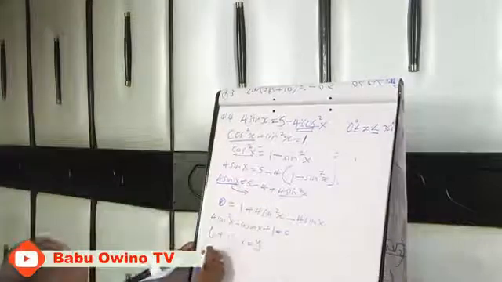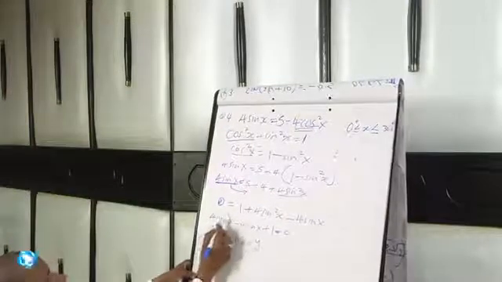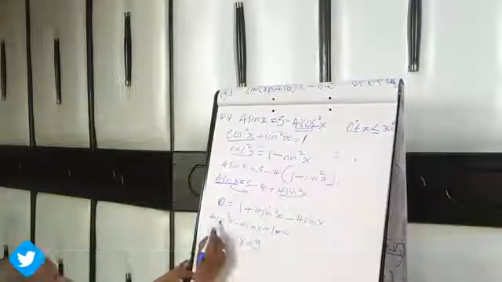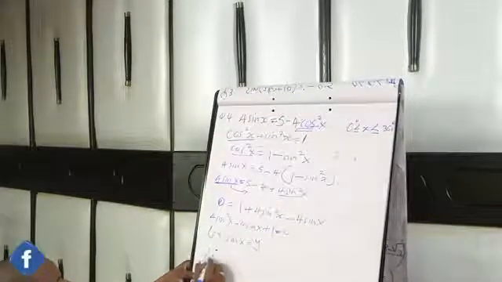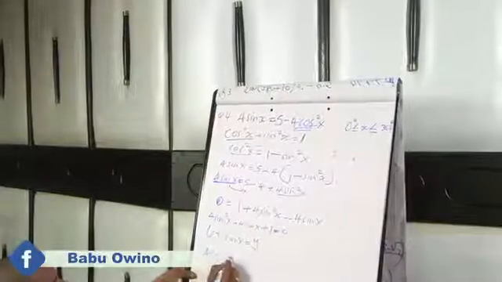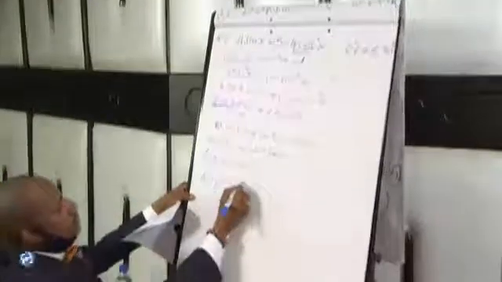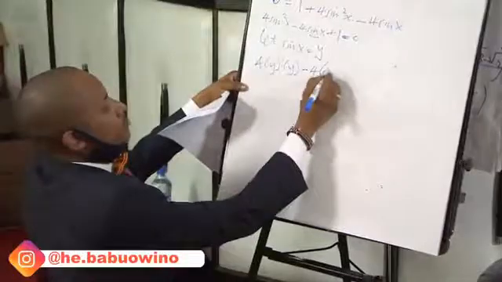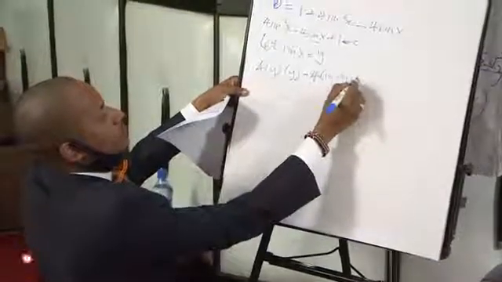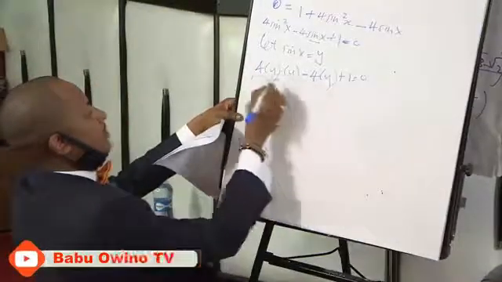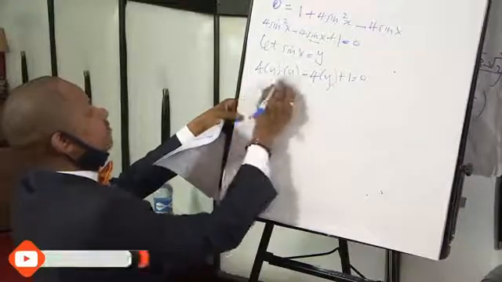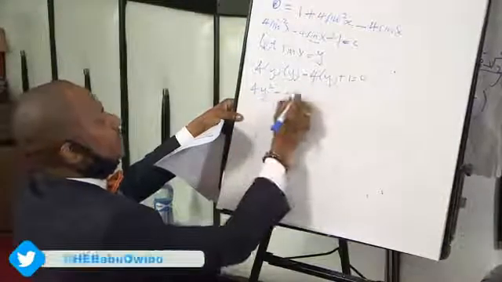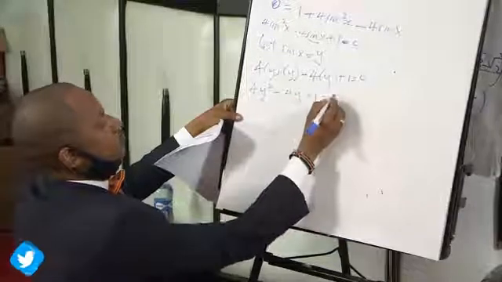Therefore, 4 times sine squared x is sine x times sine x. Since sine x is y, you replace with y, times again sine x, which is y, minus 4 sine x, which is y, plus 1 equals 0. This gives us 4, y times y is y squared, minus 4 times y is 4y, plus 1 equals 0.